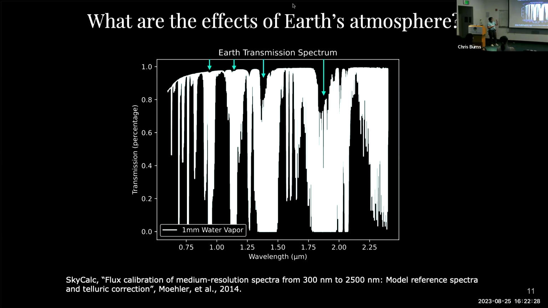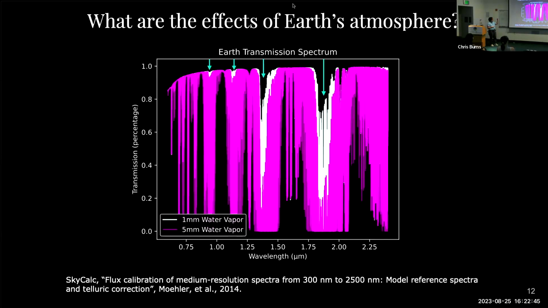We can see that water has a really significant impact on Earth's transmission spectrum in the near infrared range that Henrietta will be observing in. This transmission also changes as water content changes. So here I'm going to overlay what the transmission spectrum looks like at a much higher water content. And we can see that in one of these deep water bands, transmission might change from 80% all the way down to 20% as water vapor increases.